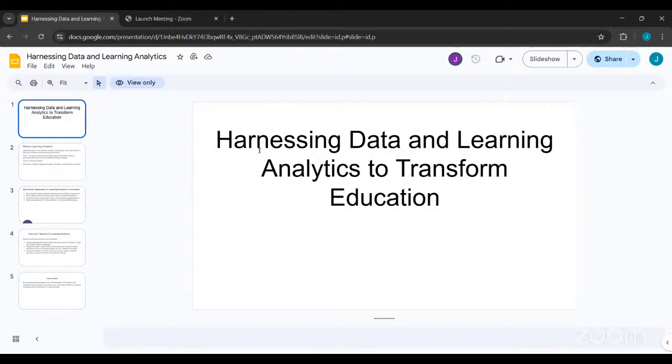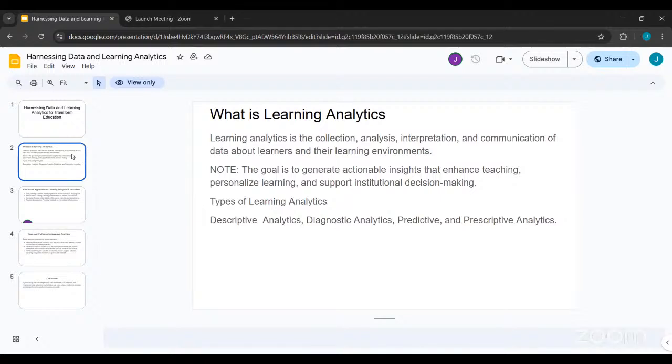So with a lot of data out there today, with data science, we will be able to use data analytics tools and algorithms to transform the education system. So here is a brief definition of what learning analytics means. Learning analytics is the collection, analysis, interpretation, and communication of data about learners and their learning environment.